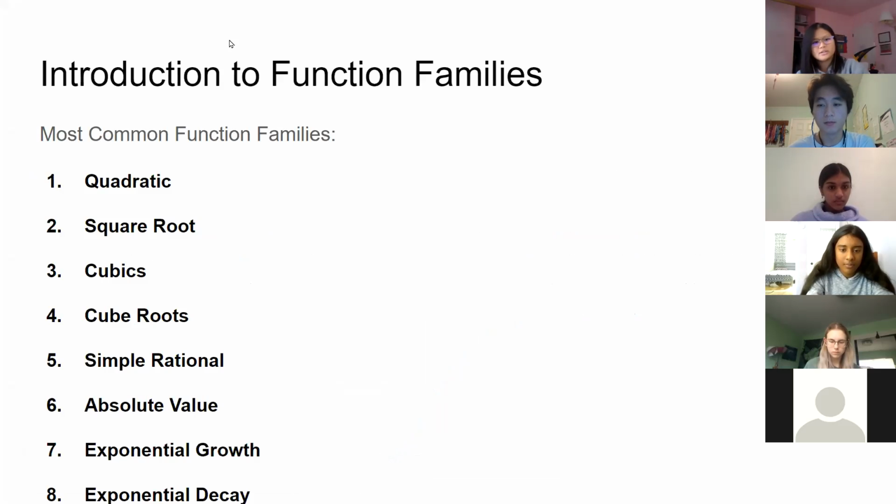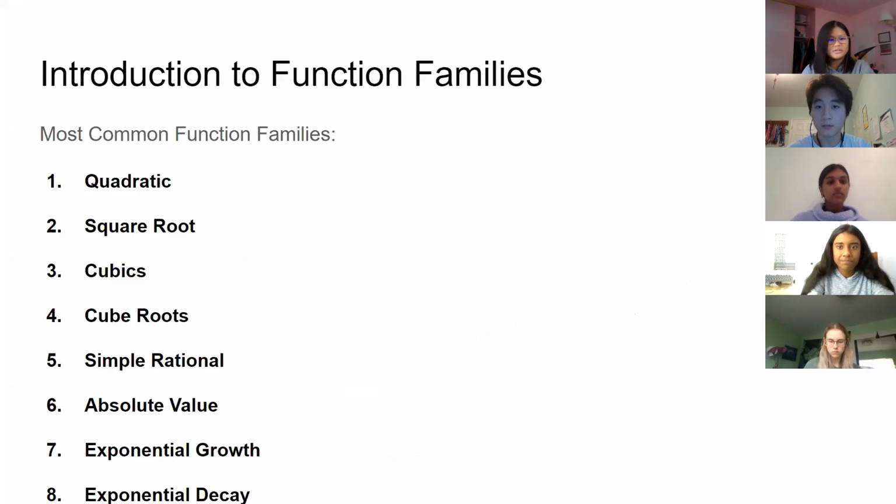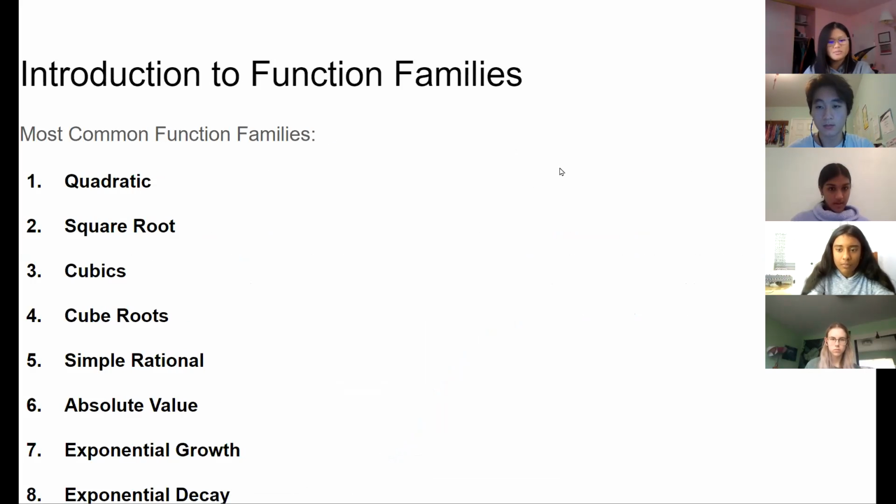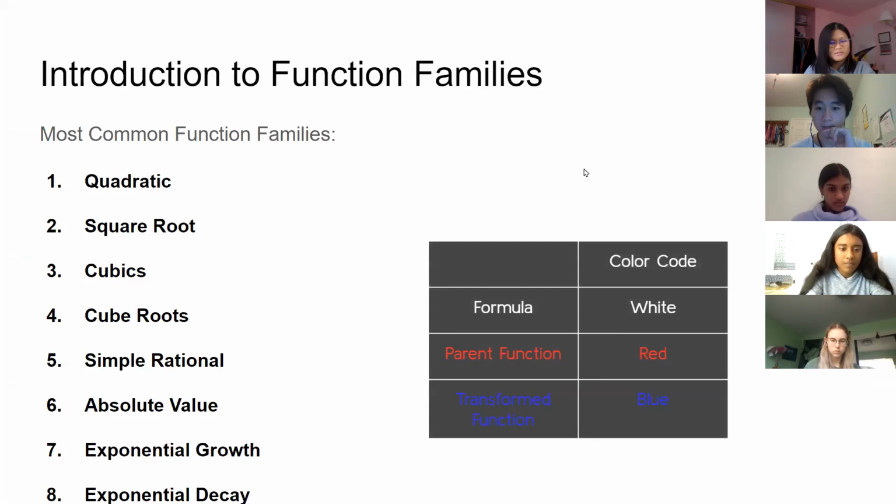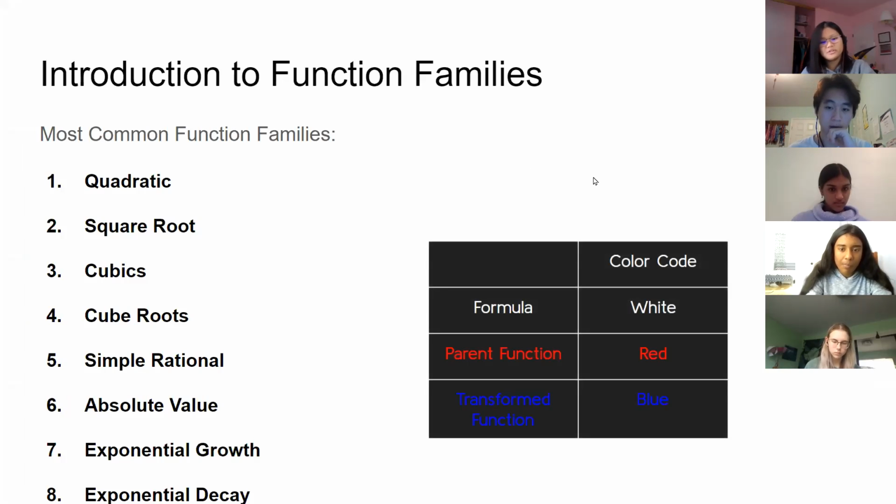So now let's take a look at the different function families that are commonly seen in different math problems, especially in higher math. The top 8 that we have narrowed it down to are quadratic, square root, cubics, cube roots, simple rational, absolute value, exponential growth, and exponential decay. We are giving you this code to make sure that you know, for the following slides that show these different function families, what the formula is, what the parent function is, and what the transformed function is.